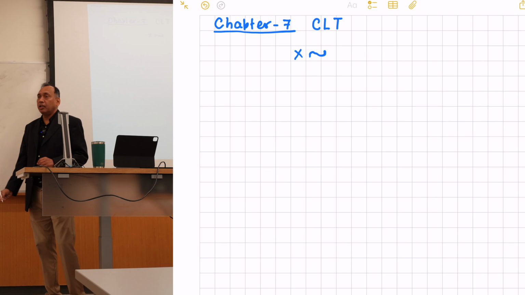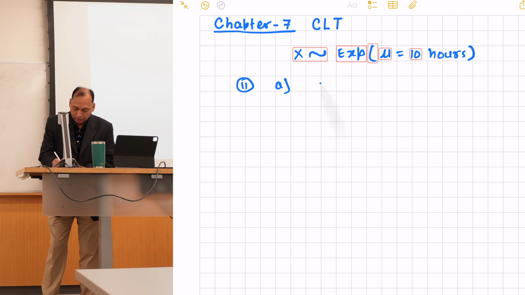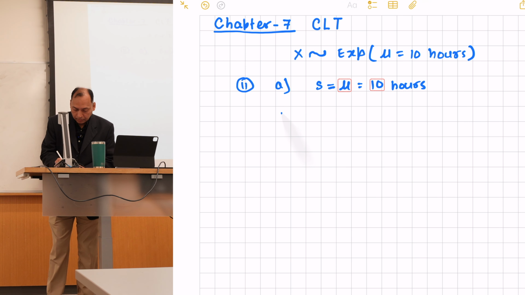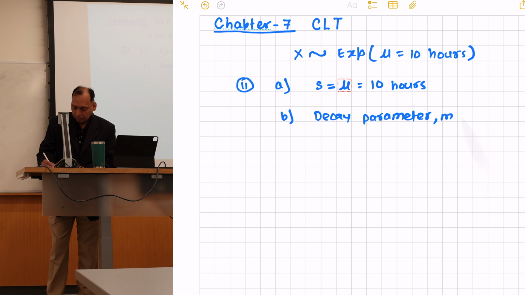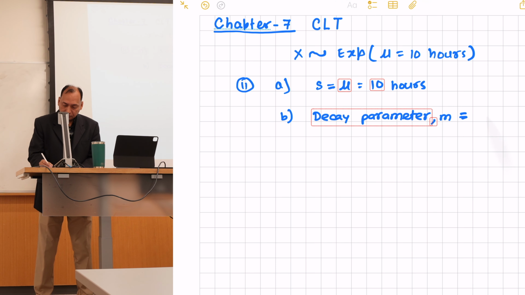Part 11a. So if you go back to exponential distribution, I had given you that mean and standard deviation for exponential distribution is always equal. So if mean is 10, then standard deviation equals mean equals 10. Second part of the question is, what is the decay parameter m? It's the reciprocal. If it is 10, then m is 1 by 10.